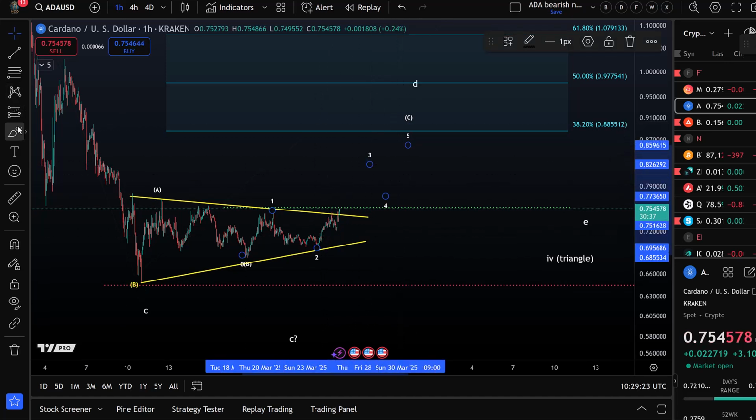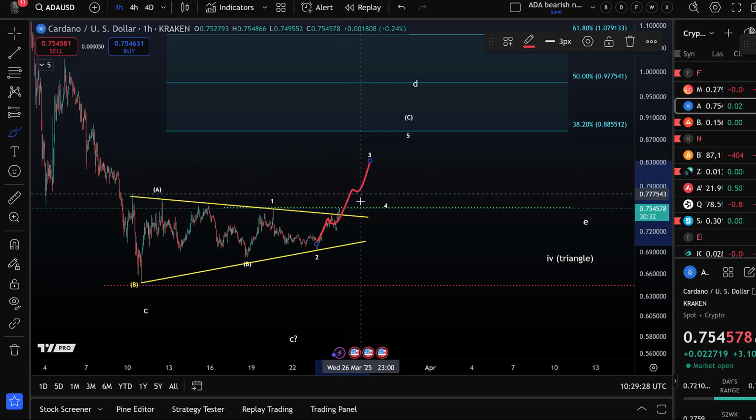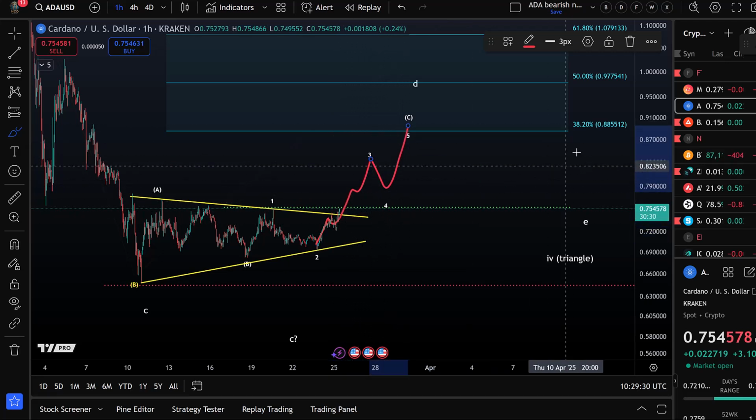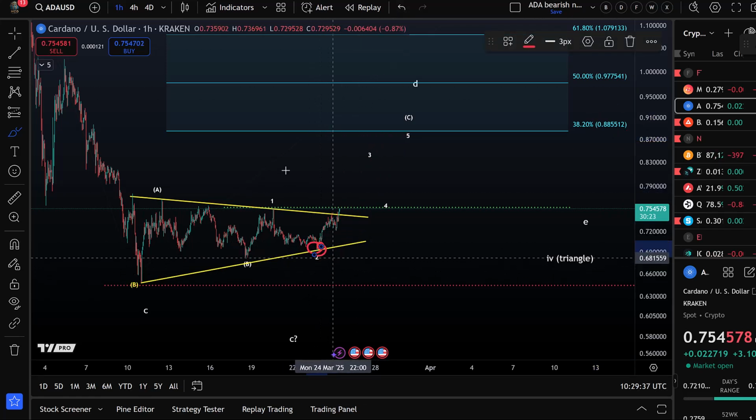1, 2, 3, 4, 5 in wave 3. Then wave 4, wave 5. And that can take us to 88.5 cents. So that's at least what I'm watching. This is valid, as I said, as long as this last low is holding, the Sunday low.